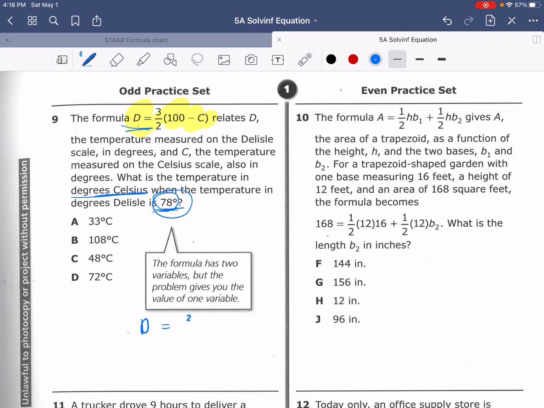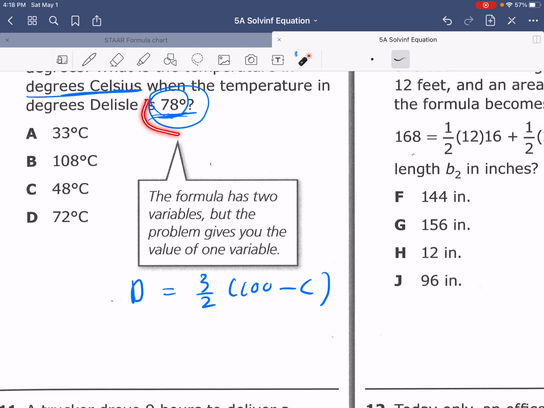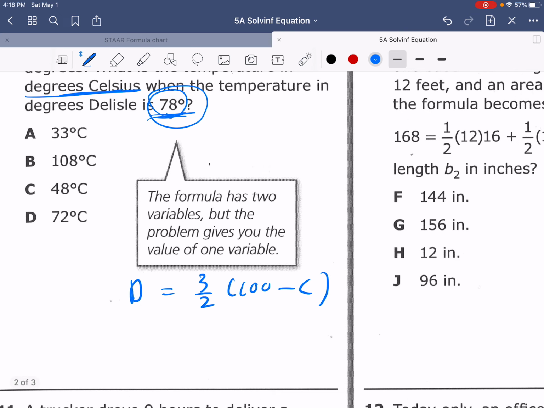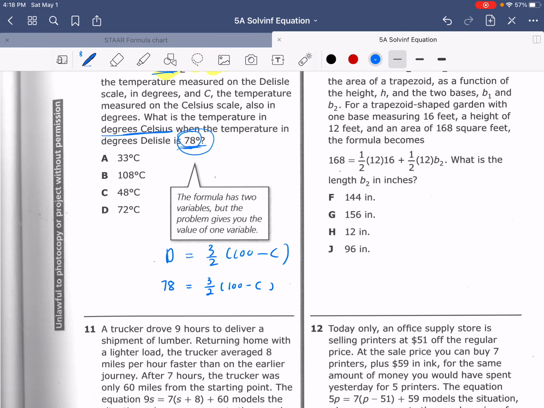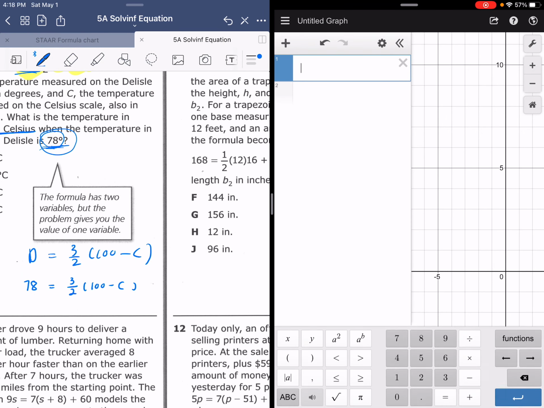D equals 3 over 2, 100 minus C, right? But it says D is 78, right? So instead of D, I'm going to put 78. Like that. Does that make sense? And then we are trying to solve for C. You can do it by hand, or you can use decimals. It's totally up to you, but due to time, let me just, I forgot y equals.